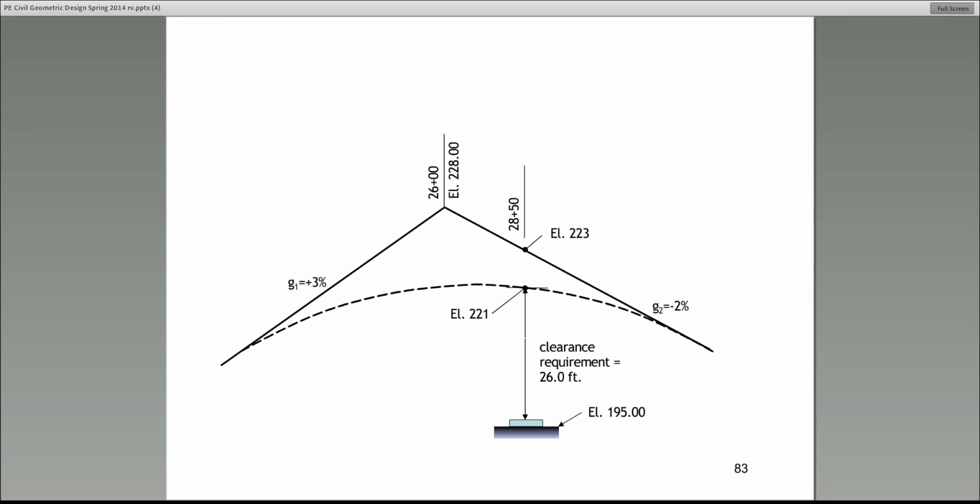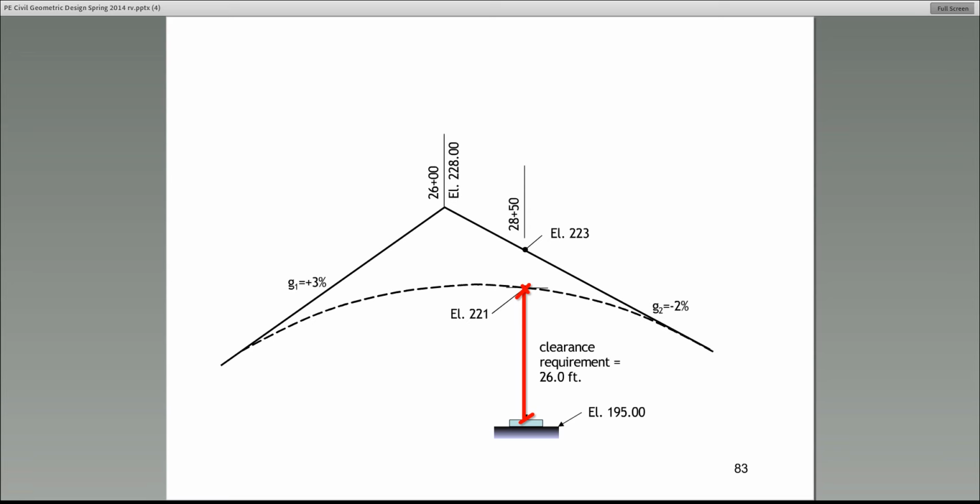Once again, these are common problems on the test. So here's what we're looking at. This is the issue here. In this particular case, you must have a clearance of 26 feet from here, which is the bed of the railroad track, to that curve at that point. All right? So you must have a clearance of 26 feet.